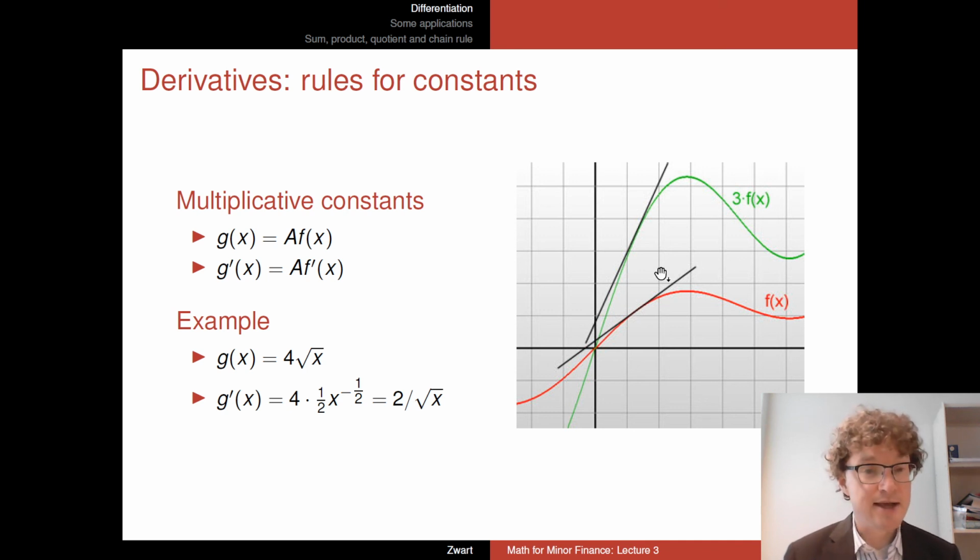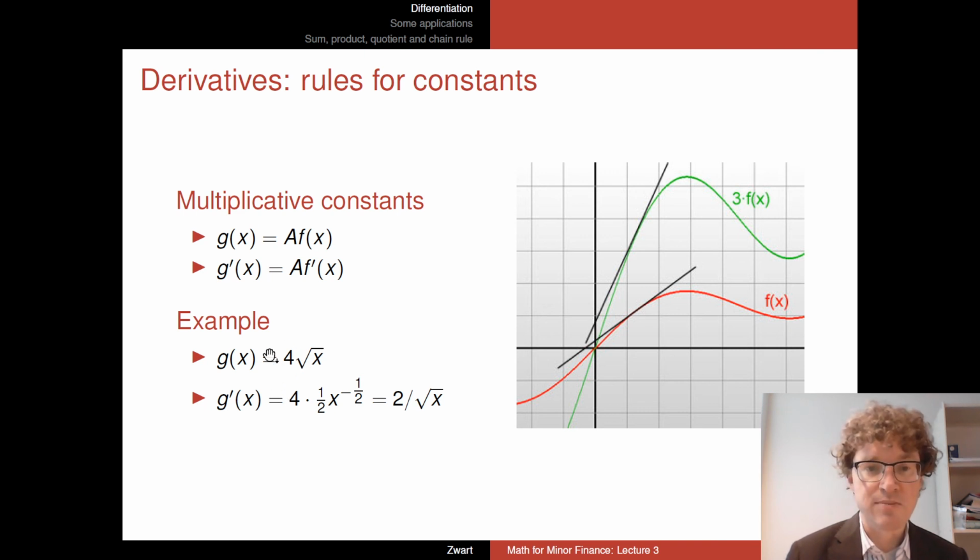So let's take again one example. If g of x is 4 times the square root of x, well, what's the derivative of g? We'll take the derivative of the square root of x. What was square root of x again? It was x to the power a half, right? So the derivative of x to the half is a half times x to the power minus a half.